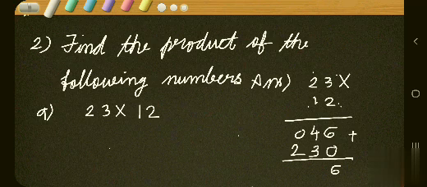4 plus 3, 4 after 5, 6, 7. Okay. 0 plus 2, 2. So, what is our final answer? 276 is the final answer. Understood? Okay. Write down B.